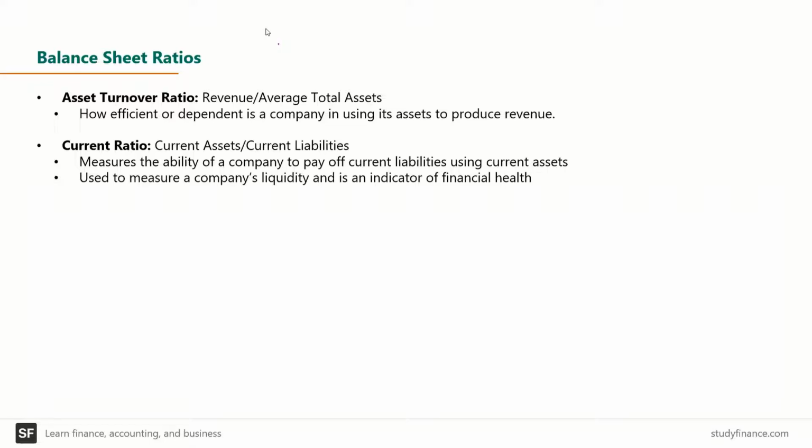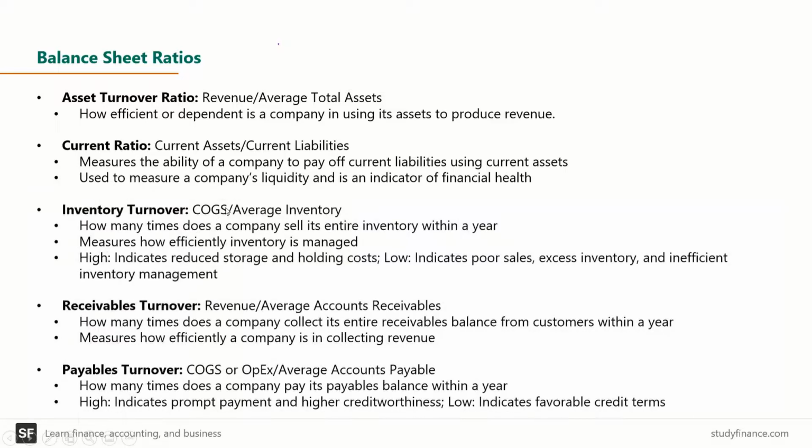We then have inventory, receivables, and payables turnover ratios, and these are efficiency ratios that are going to be used later on to project out working capital items on a balance sheet. So inventory turnover is calculated by taking COGS, or cost of goods sold, and dividing it by average inventory.